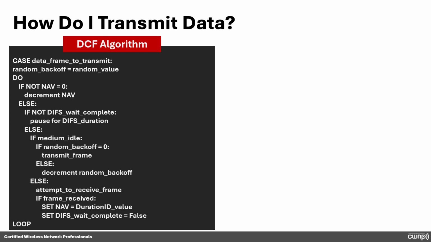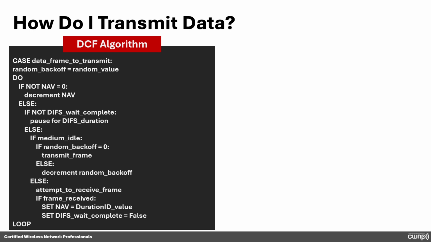Once it is 0, then we go to the else. Then we say, well, have we waited a DIFS? We've got to wait a DIFS, a DCF interframe space. So if we have not waited for that, then we pause. And then else, we say if the medium is idle, then we've got to check our random backoff. So even if the medium is idle, we still can't talk. We've got to check our random backoff. If our random backoff is 0, we can transmit the frame. Otherwise, we have to decrement the random backoff.